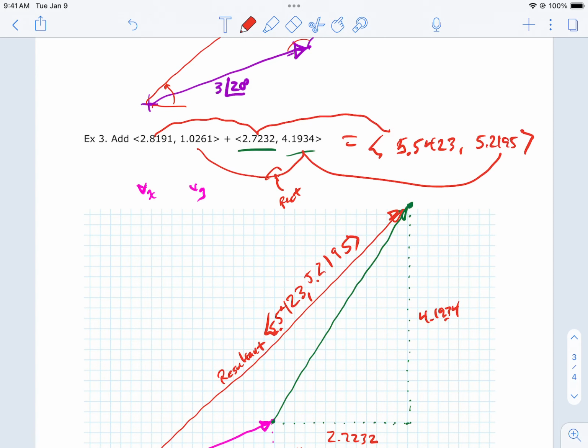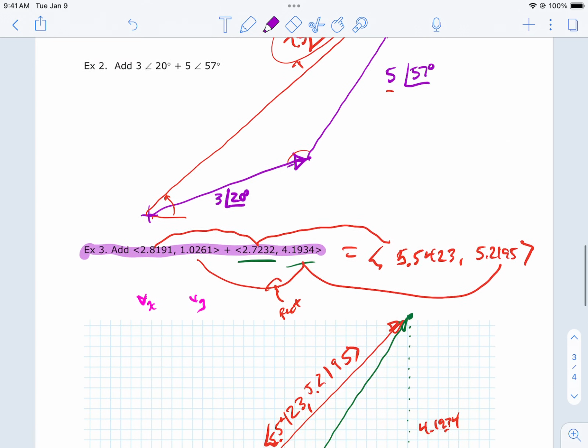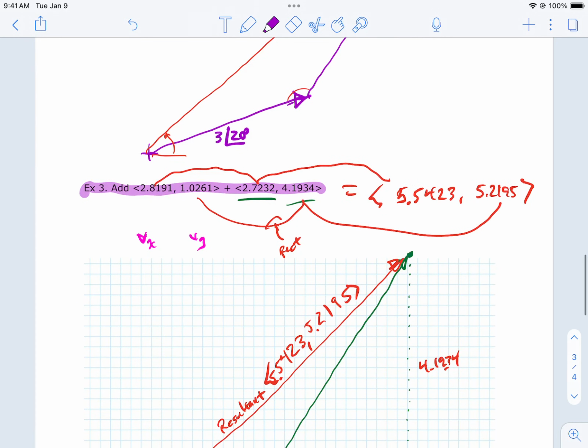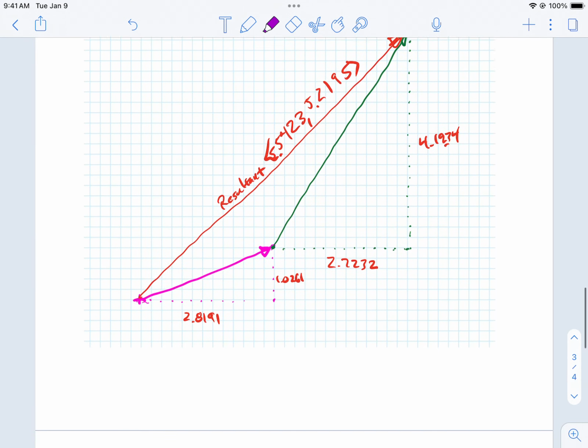So that's pretty cool. There's something really nice about rectangular form. They're very easy to add. You just add the x's and the y's separately. Contrast that with adding these. Again, you can't add the 3 and the 5 and get 8. No. You can't add the two angles. No. But with rectangular form, you can simply do that. Add the x's and add the y's separately.